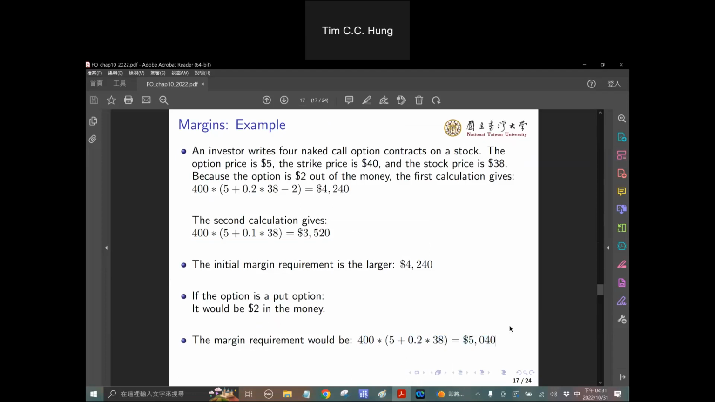So for put options, it will be the larger of the two. It will be either this number or this number, and it turns out that this number is larger, so this will be your initial margin requirement, if you are underwriting a put option of exactly this, if it happens to be $5 and the strike price is $40 and the stock price is also $38.